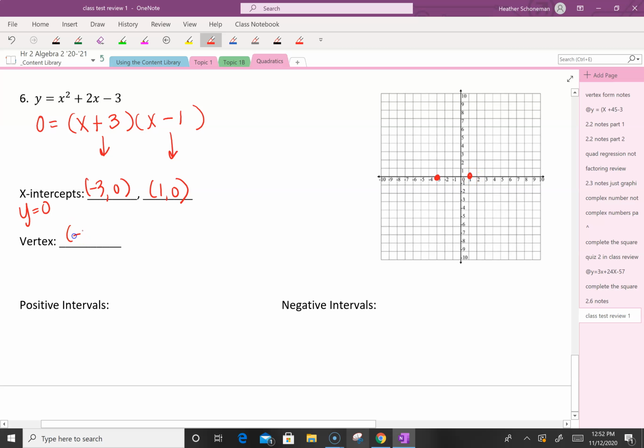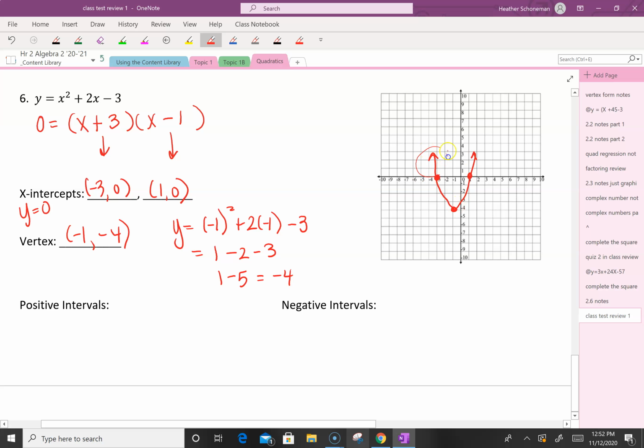Halfway in between would be negative 1, and now I need to plug in the negative 1. So y equals negative 1 squared plus 2 times negative 1 minus 3. This is 1 minus 2 minus 3. 1 minus 5 is negative 4. So this is negative 1, negative 4. Connect my points and graph.